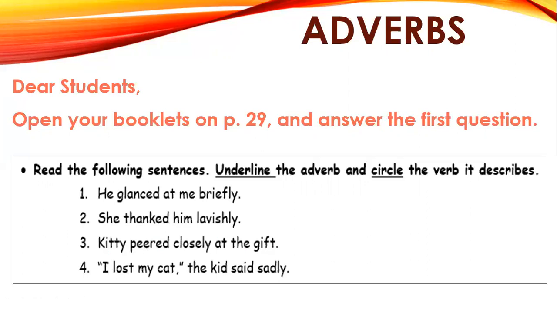Number four, "I lost my cat," the kid said sadly. Now, how did the kid say this sentence? He said it sadly. So sadly describes this verb. So this is the verb and this is the adverb. After you finish underlining all the adverbs and circling all the verbs, please check your work.